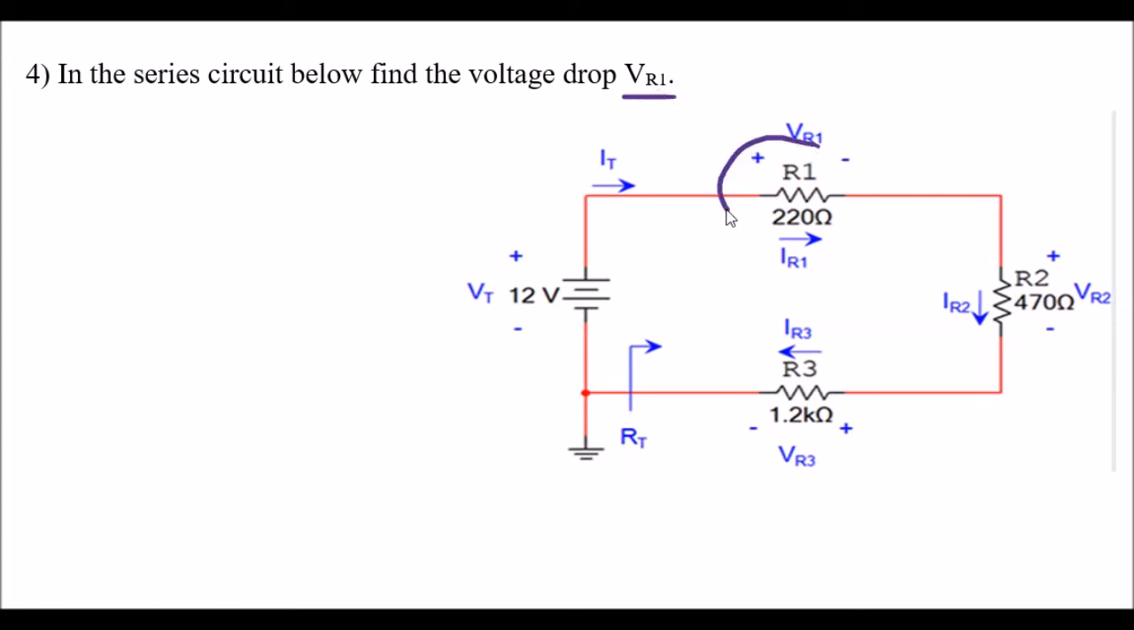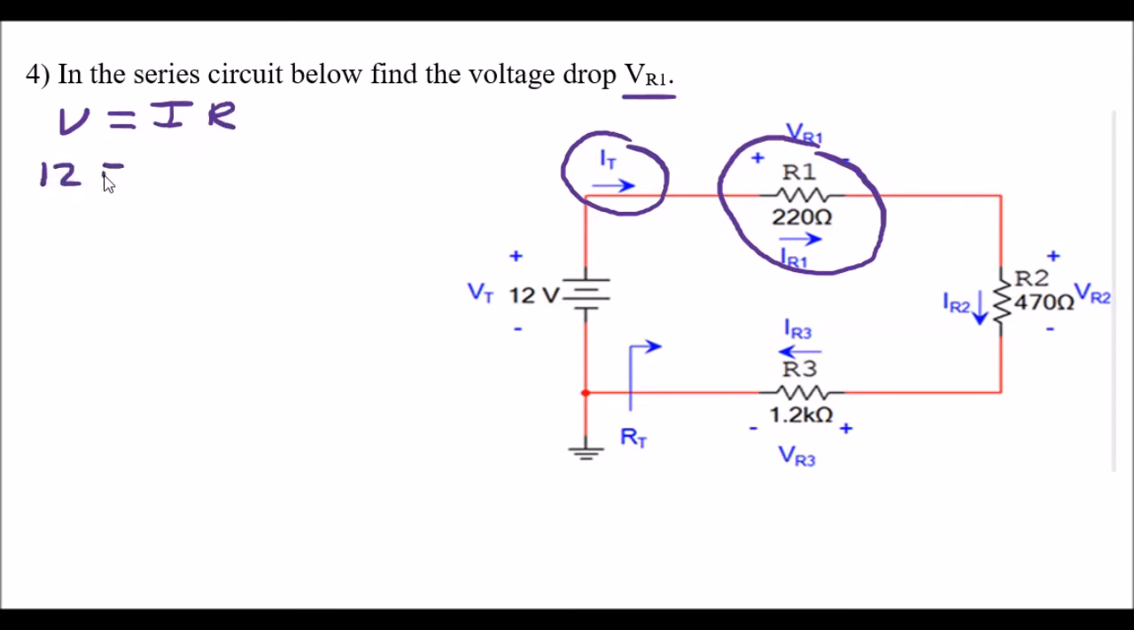So here is resistor R1, and I'm given that the resistance is 220 ohms. I think in order to do this, it would be easiest, and there's probably more than one way to do this, but it'd be easiest if I found the total current first. So I'm going to use Ohm's law, which I love to use, V equals IR. I'm given the total voltage is 12 volts.